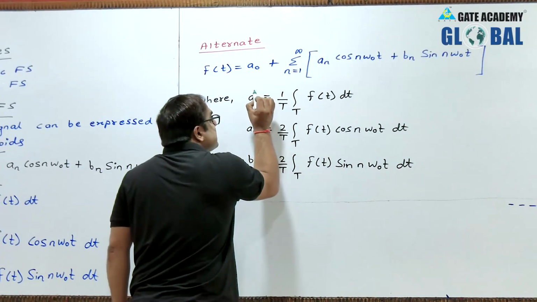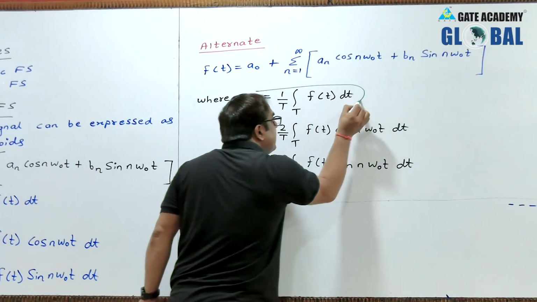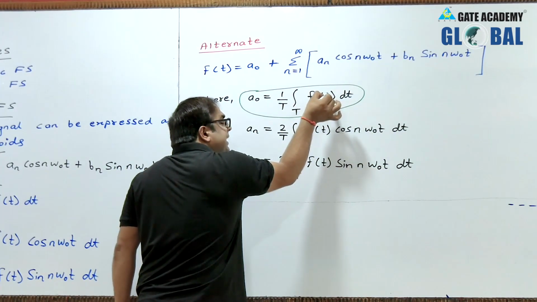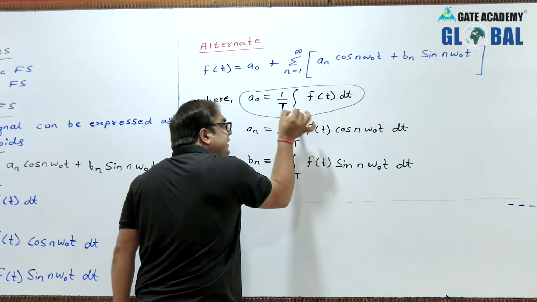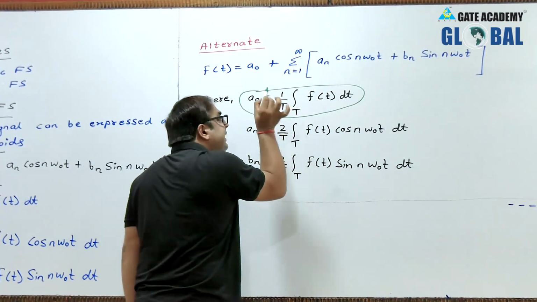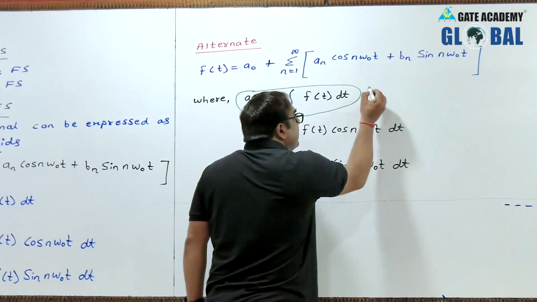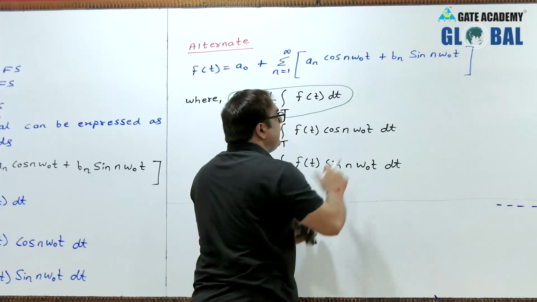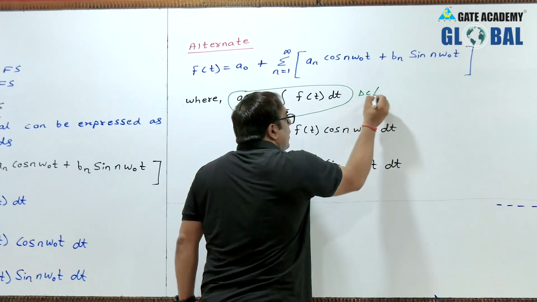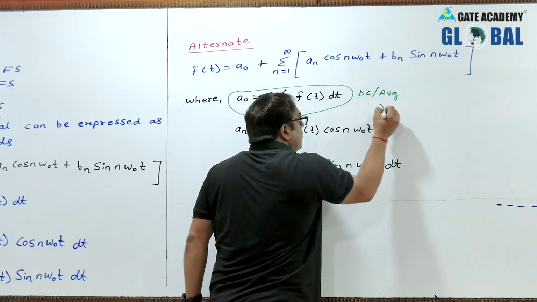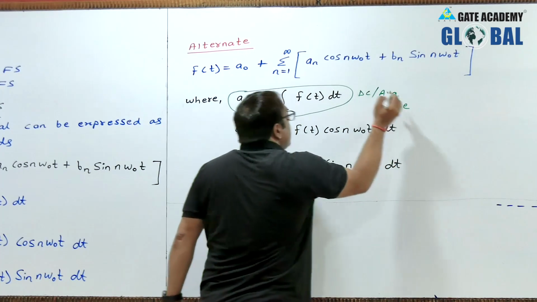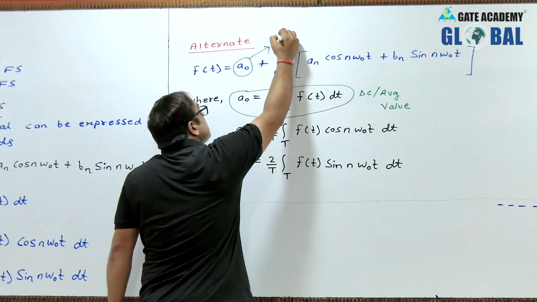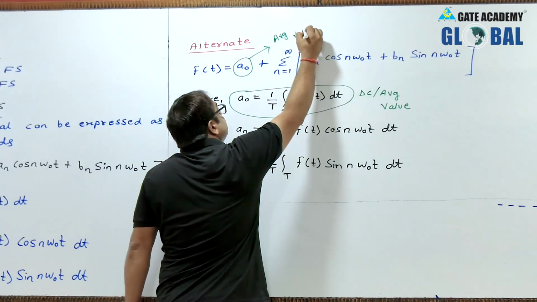See, this expression you must be knowing very well. Integrating a periodic signal over one time period and dividing by the time period is nothing but the DC, or average value. It means this a naught is your average value.